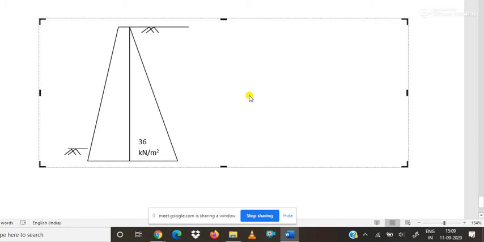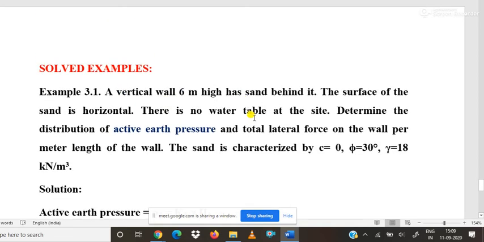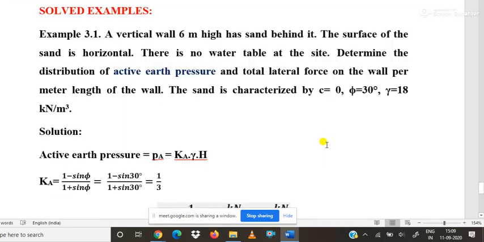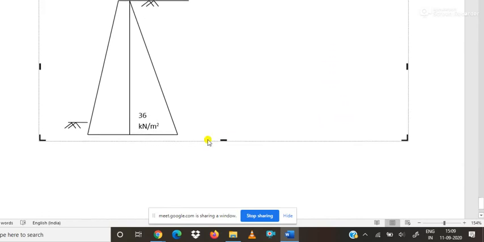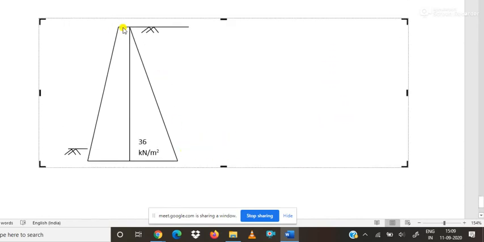This is the pressure distribution diagram for active earth pressure. Now coming to the next part, that is the total lateral force on the wall. Here the pressure is 0. Here, at the bottom point of the wall, the pressure is 36. That means this pressure is distributed from 0 to 36 throughout the height of the wall.